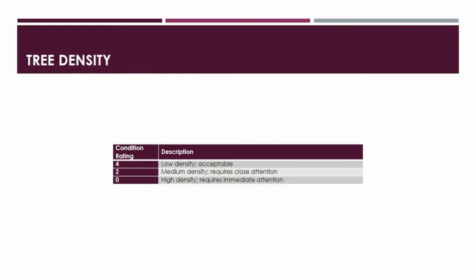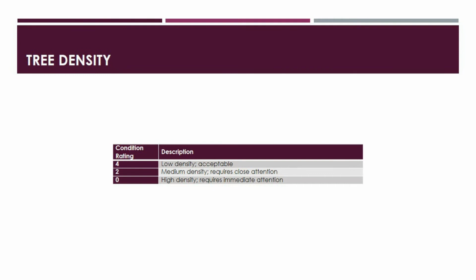The third category is tree density. So for a rating of 4, it means that the tree density is considered low and therefore it is acceptable for the right-of-way. Rating of 2 means it is of medium density and it requires close attention. And for a rating of 0, it means it is high density and it requires immediate attention.